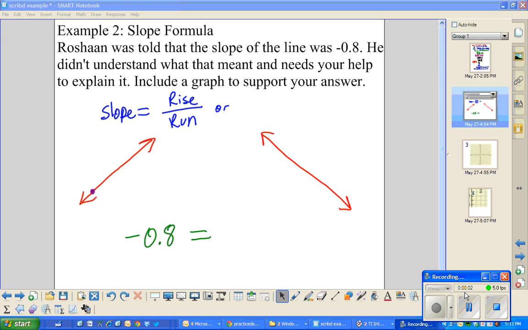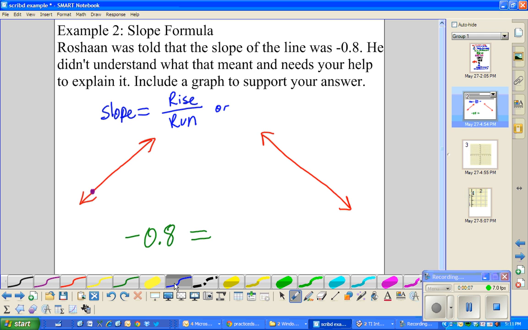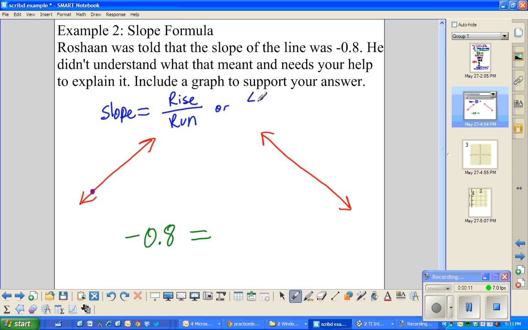Hello, this is Mr. Slacky doing example number 2 using the slope formula. Well, first of all, using the slope formula, here's the rule. Slope equals the rise over the run, or the change in the y values over the change in the x values. What do we mean by that?